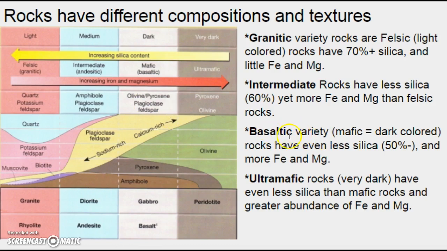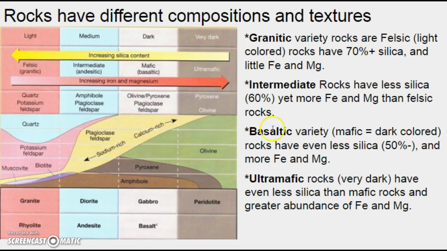So a basaltic variety, right? Basaltic variety. These have lower silica content than your intermediate. They have higher iron and magnesium than your intermediate. So notice I'm talking relative, because I could say that mafic are going to have more silica than ultramafic, and they're going to have less iron and magnesium than ultramafic. So understand, I'm traveling from left side to right side here.